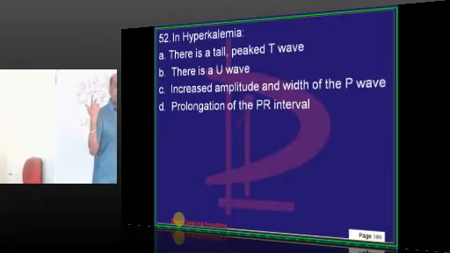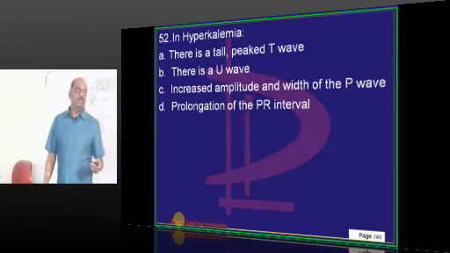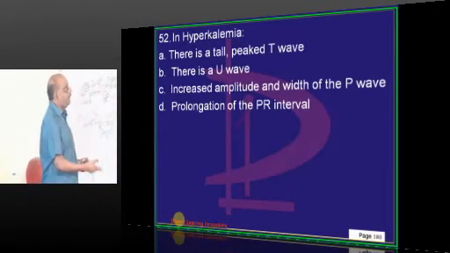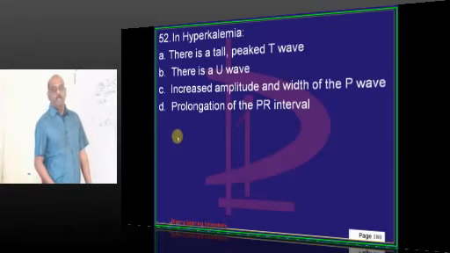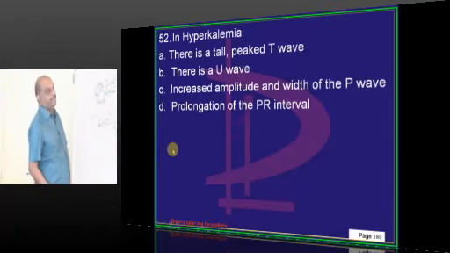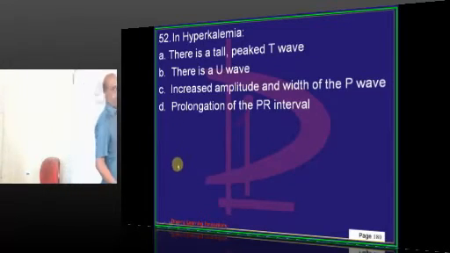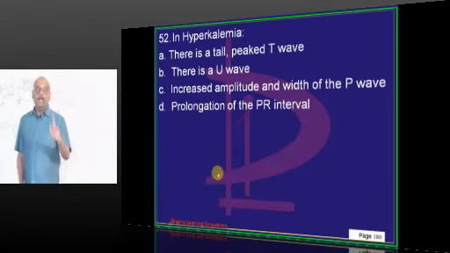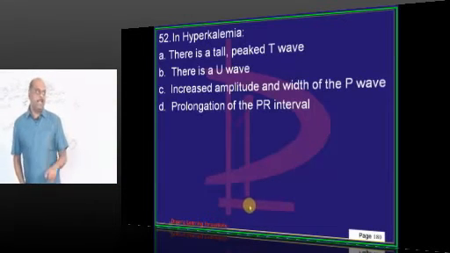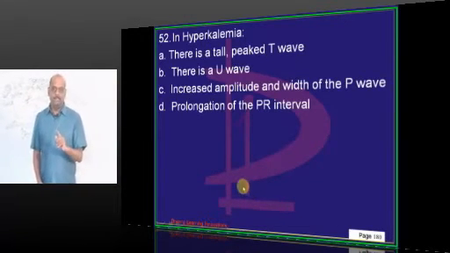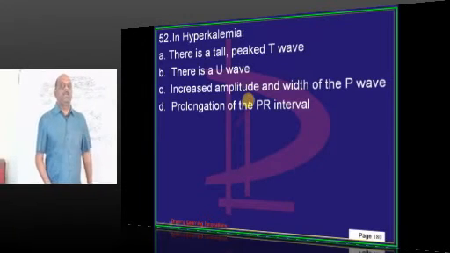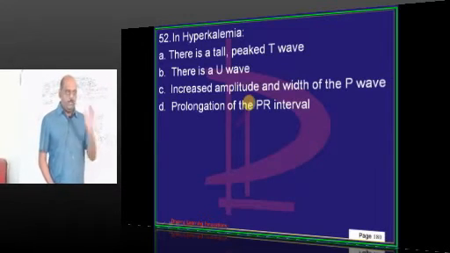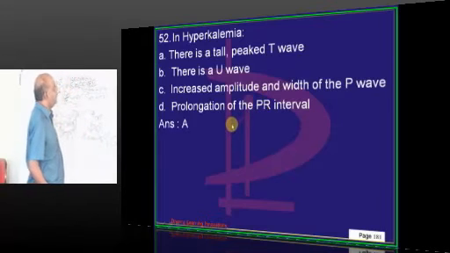In hyperkalemia, what do you see? A tall peaked T wave. What else do you see in hyperkalemia? U wave, increased amplitude and width of P wave, prolongation of PR interval. You will surely remember me in the exam hall. Hypokalemia, hypercalcemia, hypocalcemia, ECG changes: 100% you should be sure. One question will definitely come, in any entrance you go.